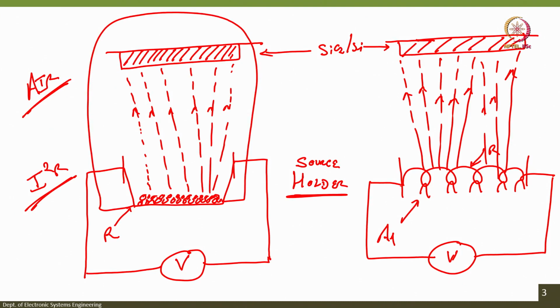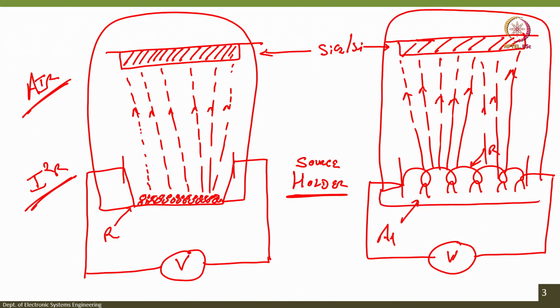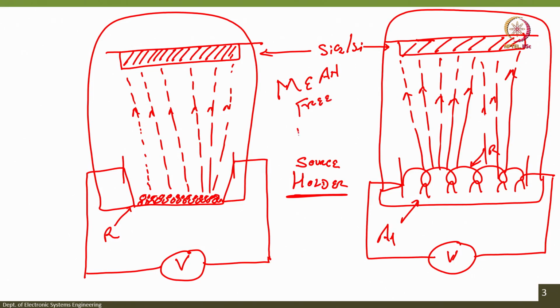So, that entire thing is kept in a vacuum chamber. Okay. So, then there is a term that we will learn called mean free path. Okay. So, the mean free path will increase in the presence of vacuum. Okay. This much is easy, right.